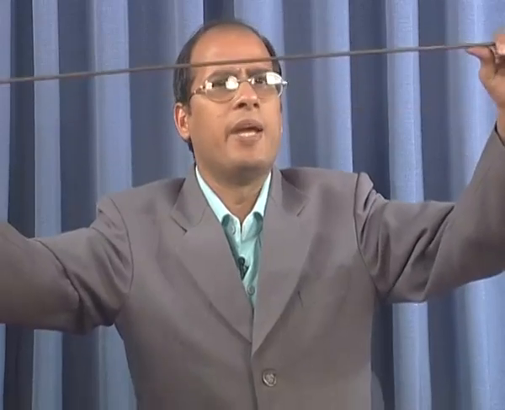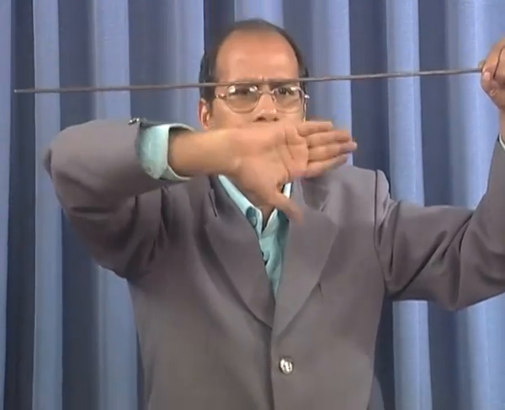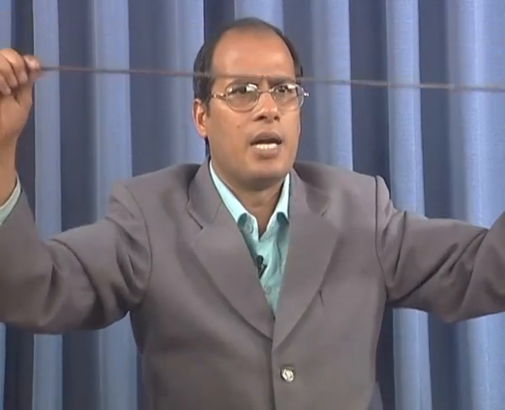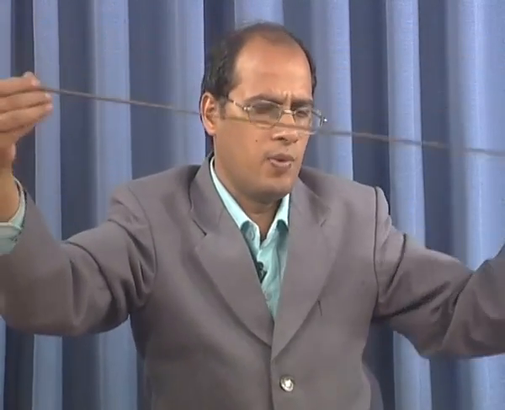The whirling you can define as the rotation of the plane containing this bent shaft. This is the bent shaft, the shaft axis, and this line, the center line of the bearing. This line and this bent shaft make a plane. This plane is rotating. So when the shaft rotates, this plane will rotate, and the rotation of this plane you can call the whirling of the shaft.